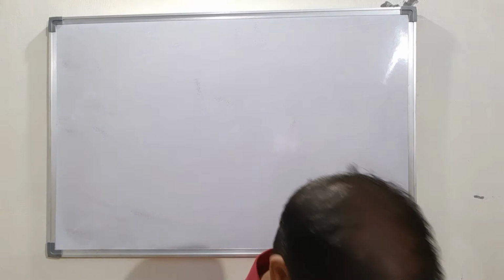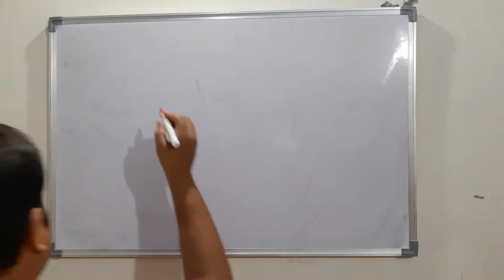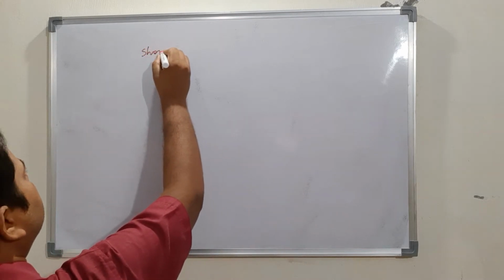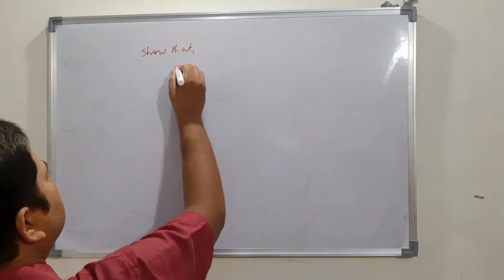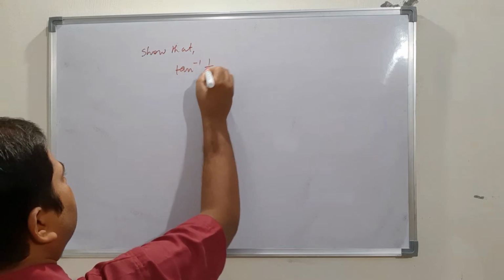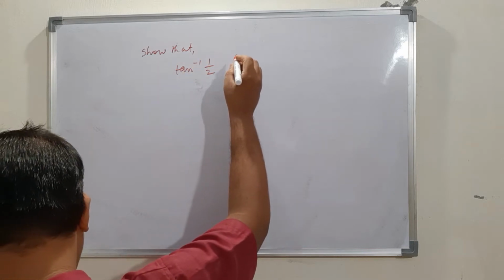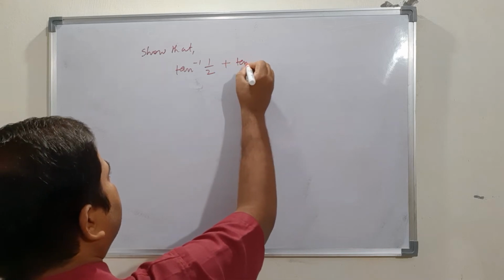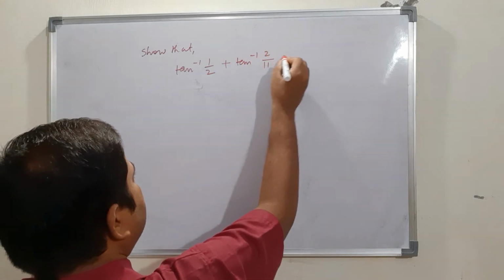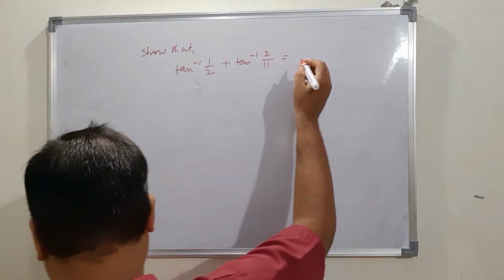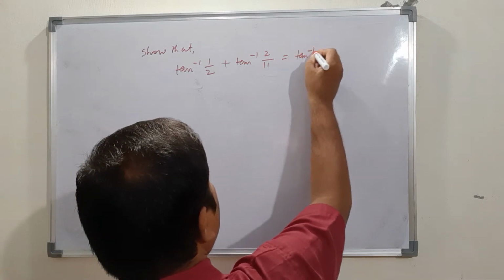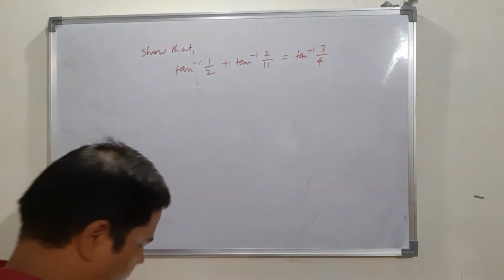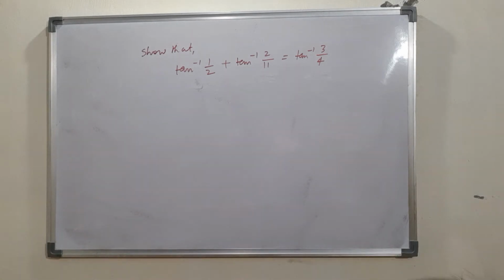We have to study some questions based on properties of inverse trigonometric functions. The first one is: prove that tan inverse 1 by 2 plus tan inverse 2 by 11 is equal to tan inverse of 3 by 4. So see this question.